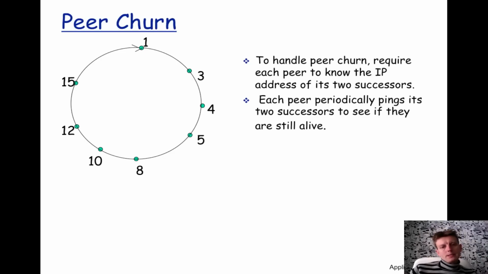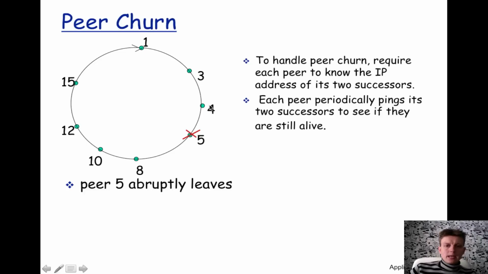Assume that node number 5 leaves the network. We need the network to self-reorganize in order to keep the functionality going. So how do we do so? In order to deal with this situation, every peer must keep information about its two successors. For example, node number 4 keeps information about successor node number 5 and the next successor, node number 8.